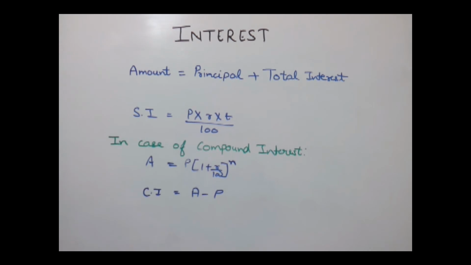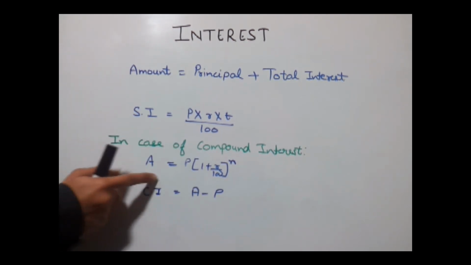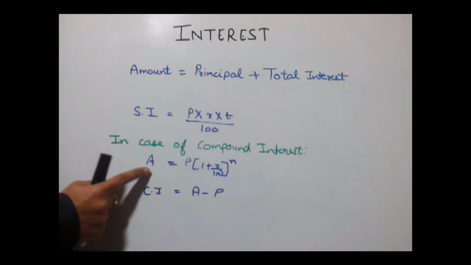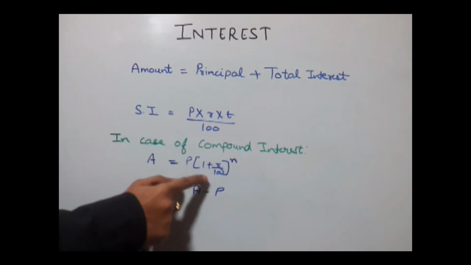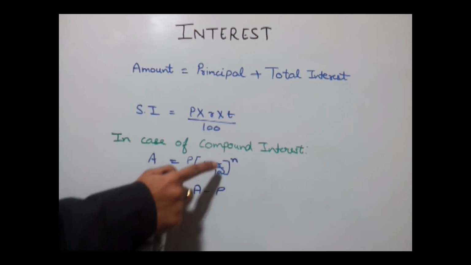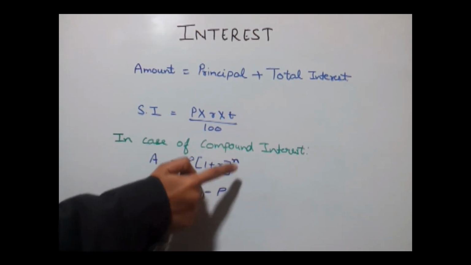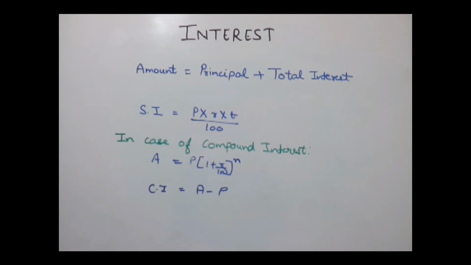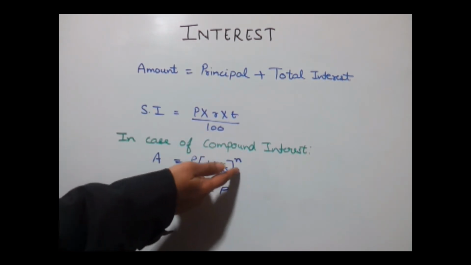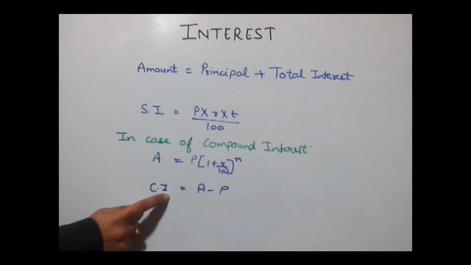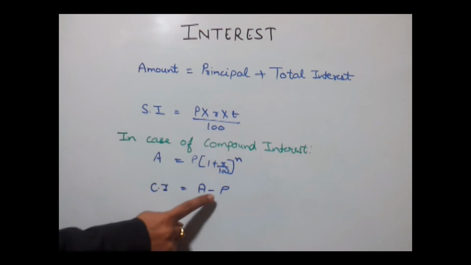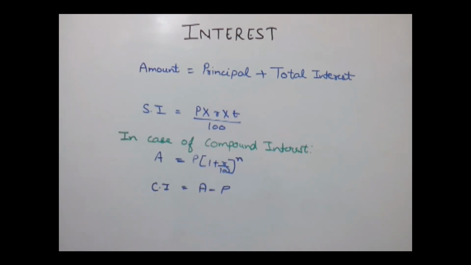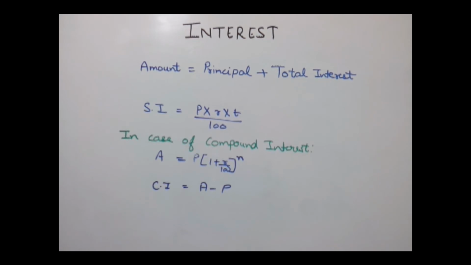If you need to calculate the compound interest, for that the amount that a person will receive or give at the end of a certain period will be equal to principal into 1 plus rate divided by 100 to the power n, where n represents the number of periods or number of years in time. CI, which is compound interest, is calculated as the amount that you have calculated over here minus the principal amount that one has borrowed or given. Now let's see some examples of interest.